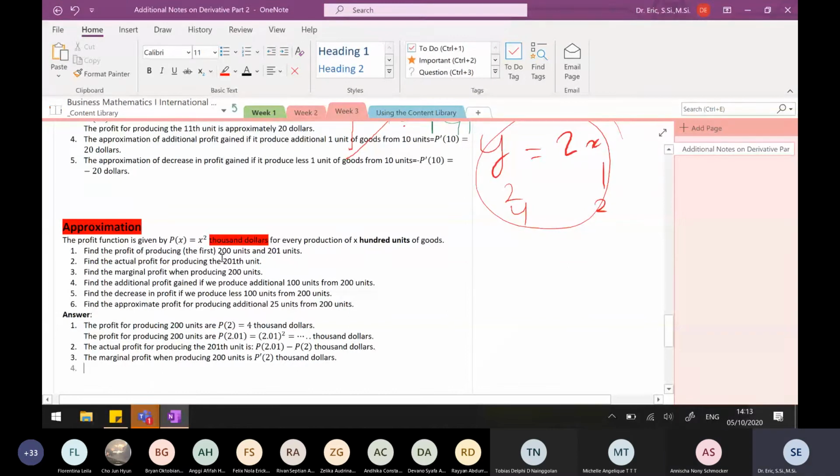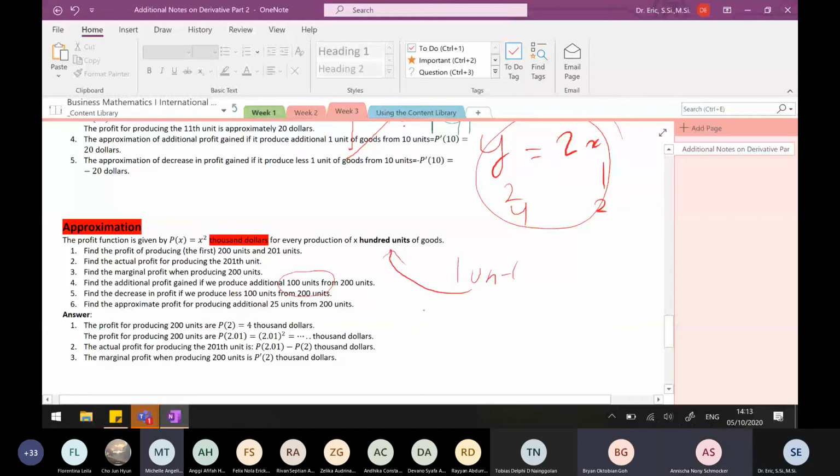Okay, yeah? What about this? Additional profit gain if we produce 100 units from 200 units. What is this? Is it P prime 3 minus P prime 2? No. You look at this. Additional 1 unit. This is P prime 2.